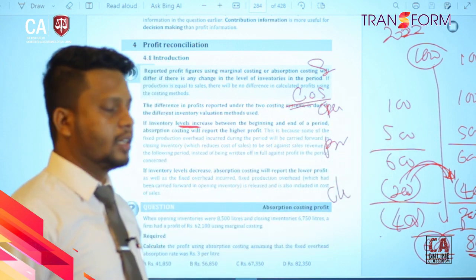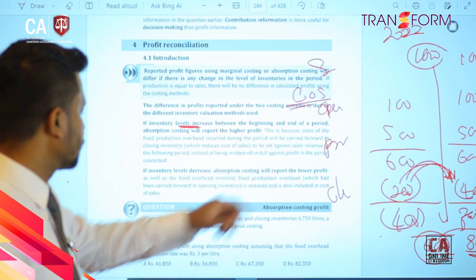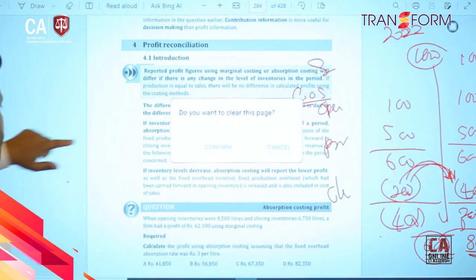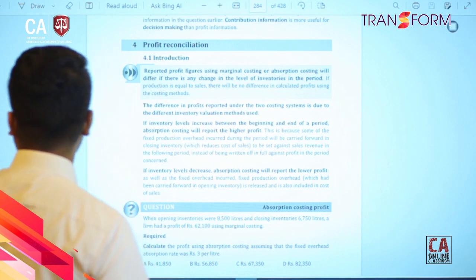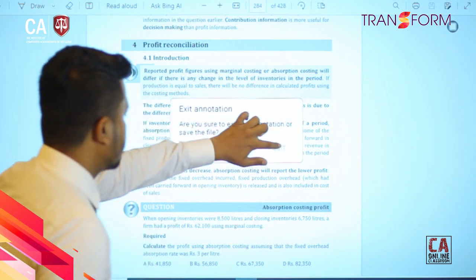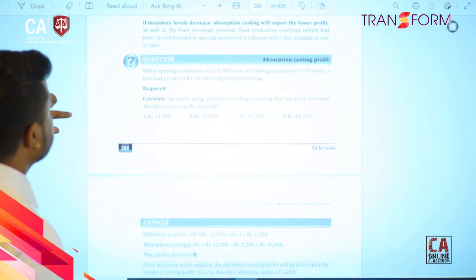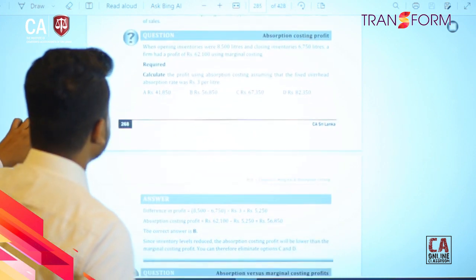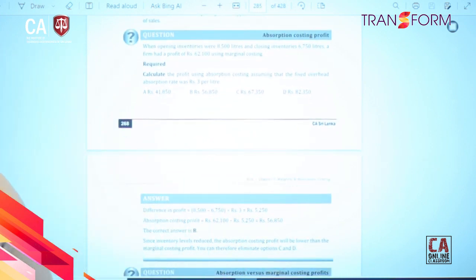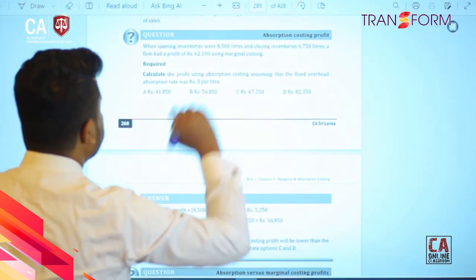If you want to increase your profit, what you need to do is you can increase your closing inventory. So that is the thing, that is the rationale. So with that understanding, we can move into the calculation and confirm that one. Yes, please come back to the calculation. Yes, here. Yes, very simple. We can take quickly this calculation.